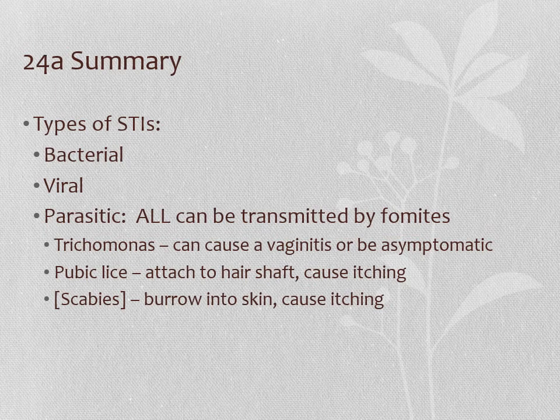So in summary, there are three different types of sexually transmitted infections. There are bacterial, viral, and parasitic. And one thing that all the parasitic infections have in common is that they can be transmitted by fomites, things like underwear, sheets, tanning beds, toilet seats. This is one of the reasons why those little liners are in the bathing suits that you try on in the store, right? And so the three parasitic ones that we've talked about are trichomonas, which can cause a vaginitis or be asymptomatic, those little swimmers that can be found in the vagina, pubic lice, which is just like head lice but in a different place, and then again scabies, not technically an STI, but in college students it's usually acquired that way. So in part B, we'll pick up by introducing you to the bacterial STIs with one that has a lot of historical importance.